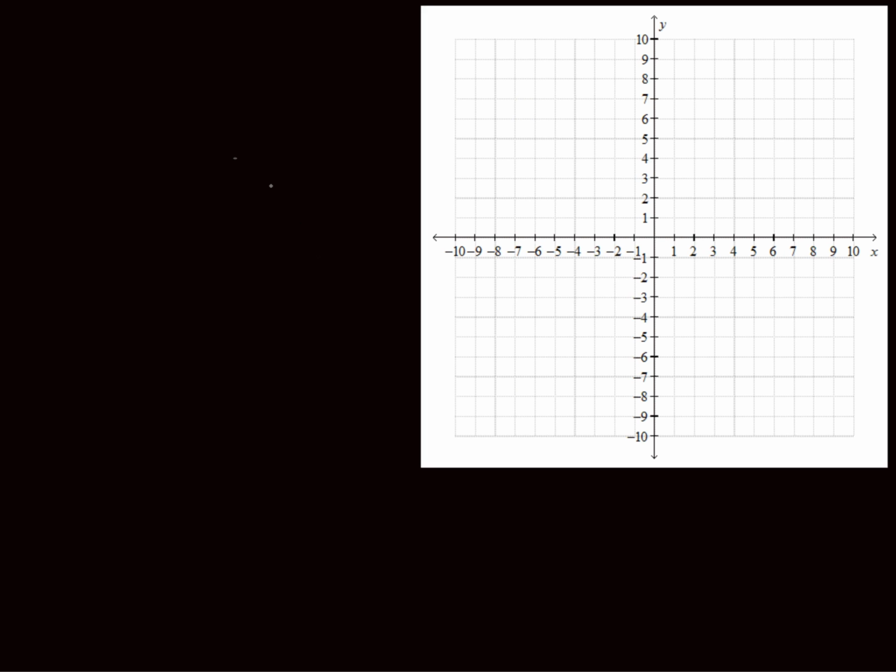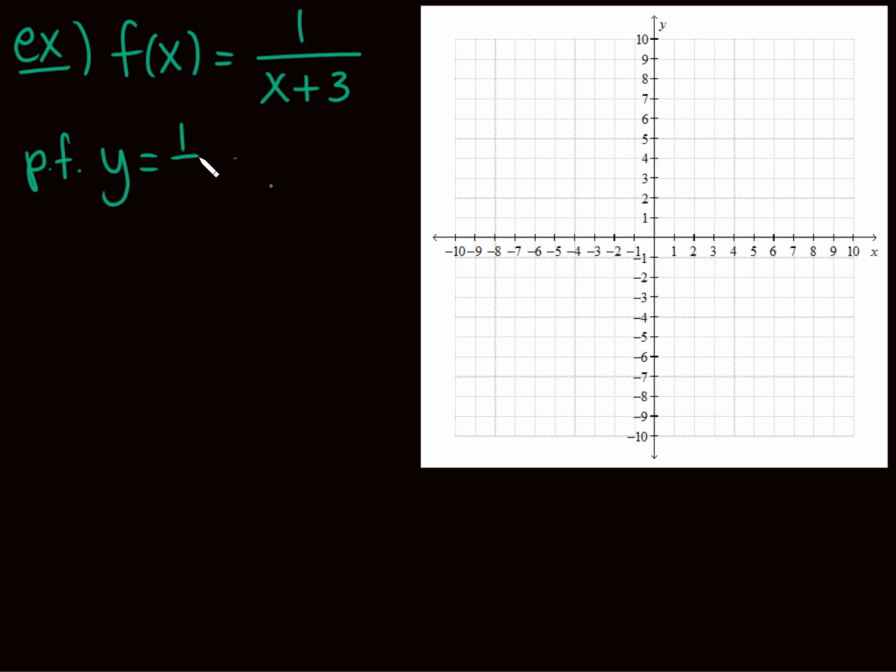Okay, so I'd like to do another one like that, but now let's see what happens when we shift it. Okay, so example. Let's do the same thing here, but with f of x equaling 1 over x plus 3, let's say. So what is this going to be? My parent function then is y equals 1 over x. What is that plus 3 going to do?